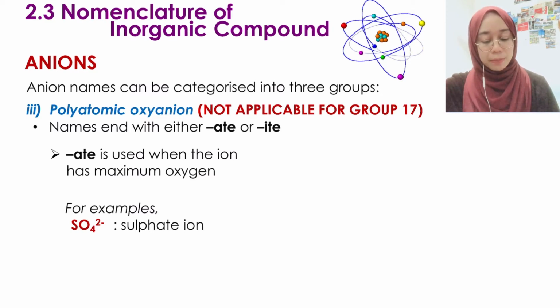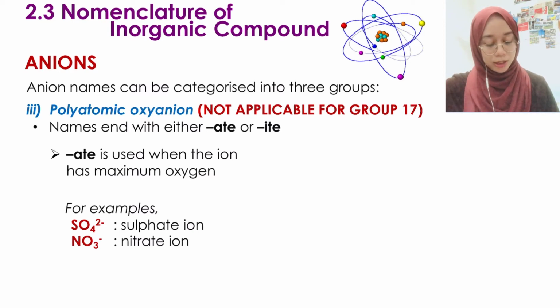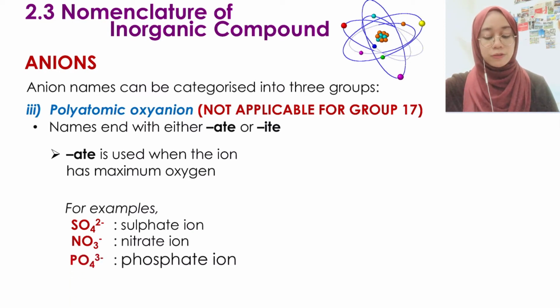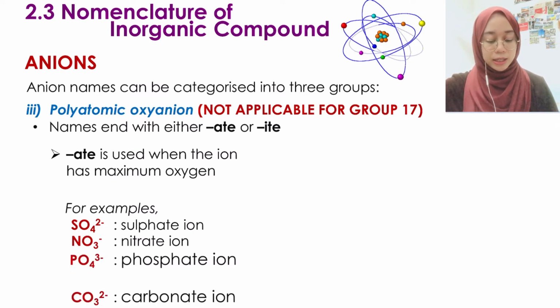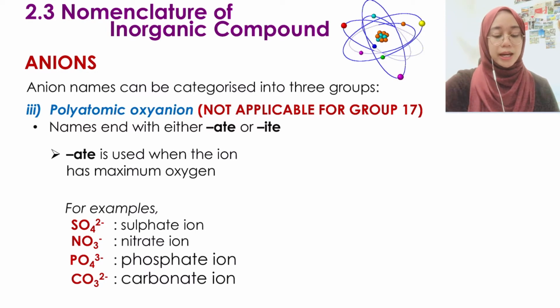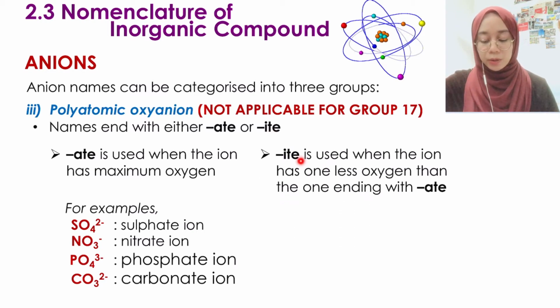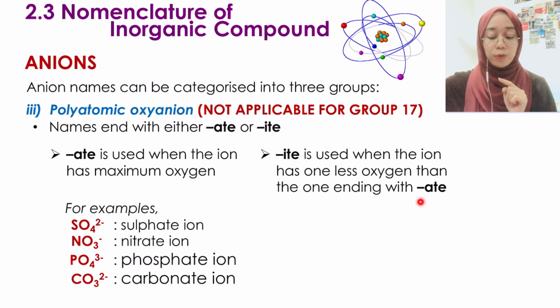Okay, so ini dipanggil sebagai sulfate ion. And then we also have nitrate ion, okay, NO3-, and also phosphate ion, and lagi kita ada contoh lain, carbonate ion. Okay, so these are some examples yang kita guna yang ate ni. Okay, but then kita ada juga yang ite ni. So yang ite ni pula, it is used when the ion has one less oxygen, kurang satu oksigen, compared to the one that ending with ate.